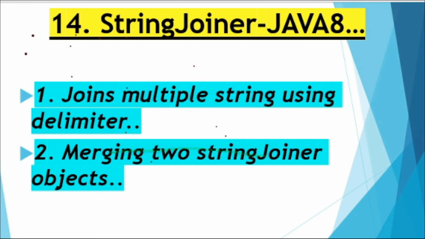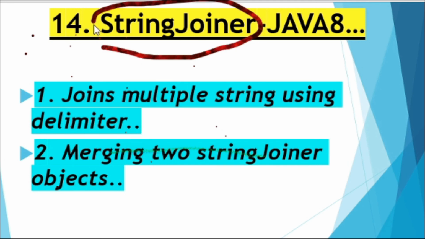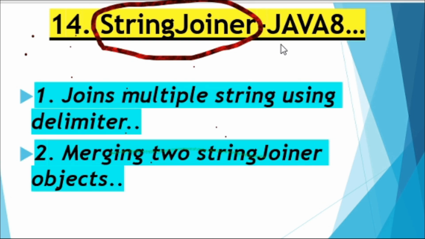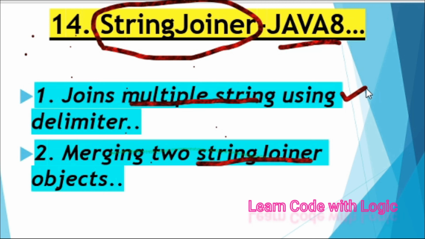Hey guys, welcome back to my channel. Today is the last concept about string handling in Java. I'm going to talk about the StringJoiner class. This is a new functionality. Java 8 added this feature. Using StringJoiner, we can add multiple strings. That is the first point. But we need to use a delimiter. And the second point is we can merge two objects of StringJoiner. Let's start the coding part and understand how to join multiple strings, what is a delimiter, etc.